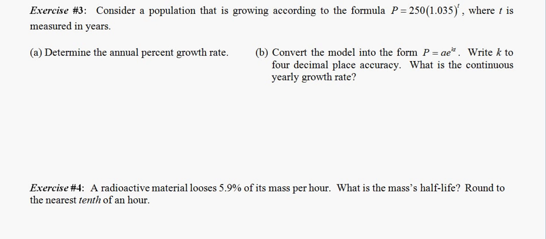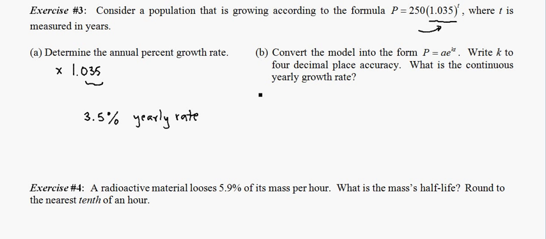Alright, hopefully you do know what the answer is. To figure out effectively what we're getting, we just have to look at what we're multiplying by. Since we're multiplying over and over again by 1.035, what we can definitely say is that we have a 3.5% yearly rate. And that's an effective yearly rate.